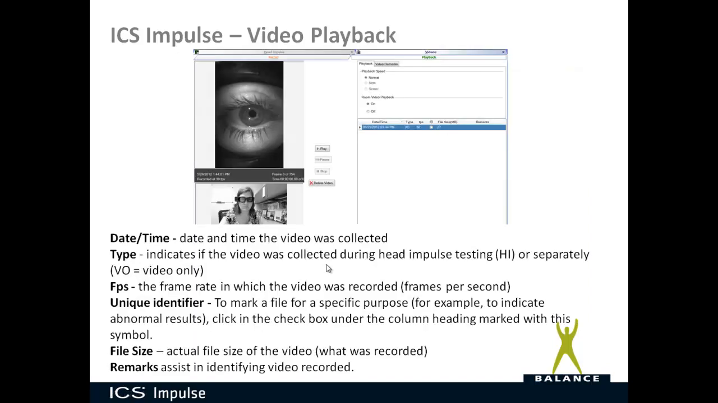So now let's go to the next screen here. This just again reiterates what's in that file. You have the date and time for that video, the type, which I told you, if it says HI, it was collected during a head impulse test. If it's VO, it was collected as a video only mode. The frames per second. The other thing I didn't point out was this unique identifier here, this little exclamation point. If you check that, it's going to mark that file as being unique. And I'll show you where that shows up in the patient list. But you could use this if you were maybe using this file for research, or there was something very unique about the disorder of the patient and you wanted to make it special so that you could easily find it again. The file size, which we talked about, and then the remarks.